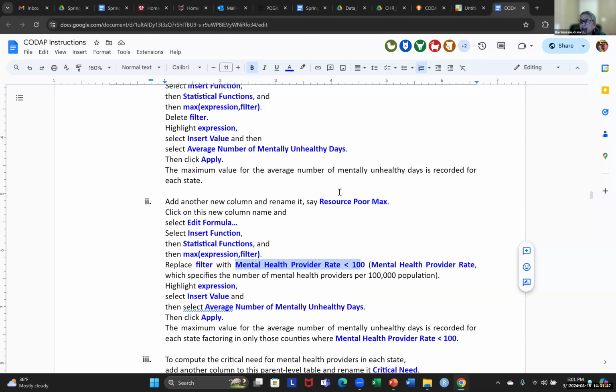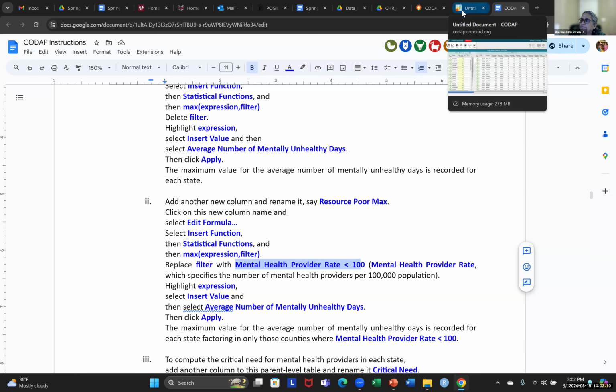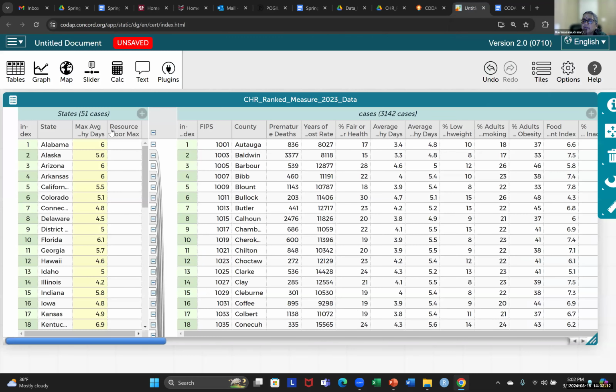So for this one, we are again going to find the maximum of the average number of mentally unhealthy days. But instead of finding the maximum over all the counties, we are only going to find the maximum over those counties where the mental health provider rate is less. And we fixed it at a value of less than 100. So again, we are going to do the same thing.